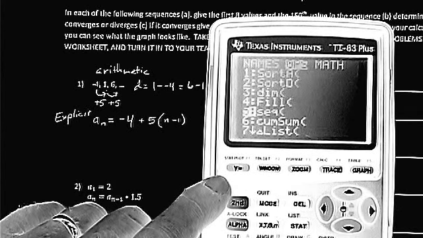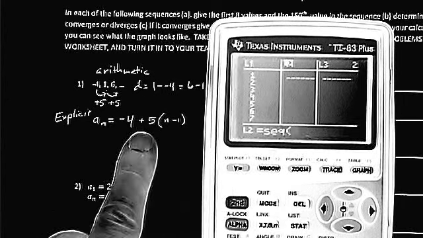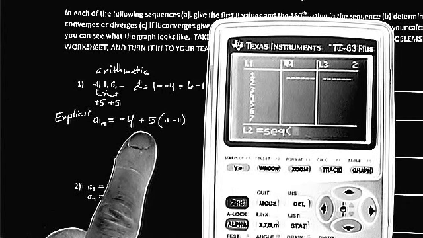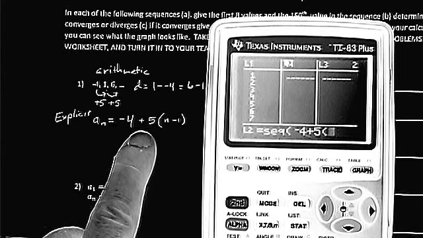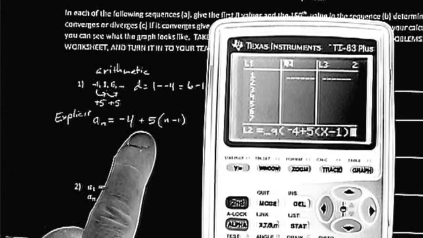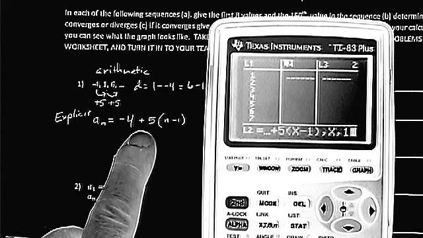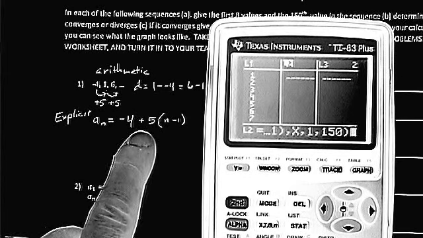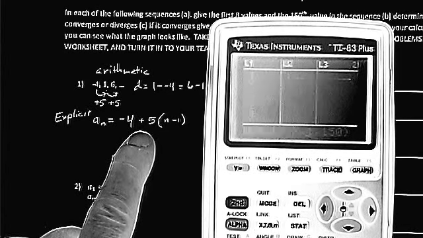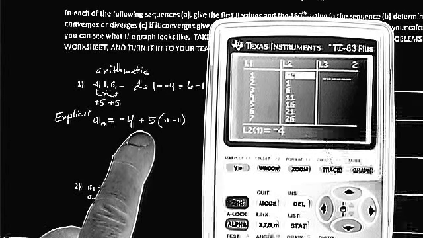Okay, sequence. This time, the expression is right there, -4 plus 5, parenthesis, x minus 1, end parenthesis, comma. Then you tell it what variable you're using, x, comma. Then you tell it what starting value, 1, comma, 150 is the ending point. Okay? So it will enter all those values. Now that is one way to do it.